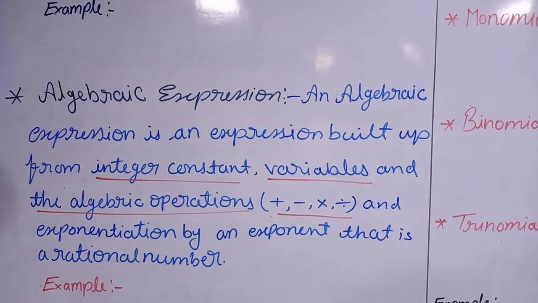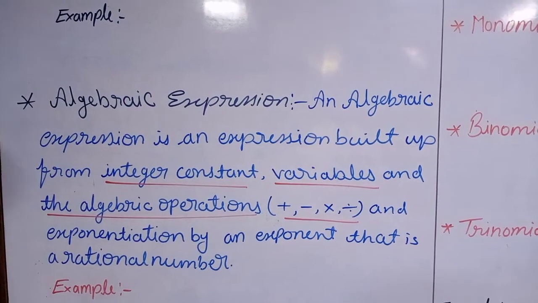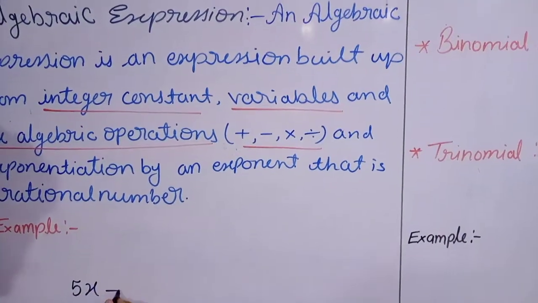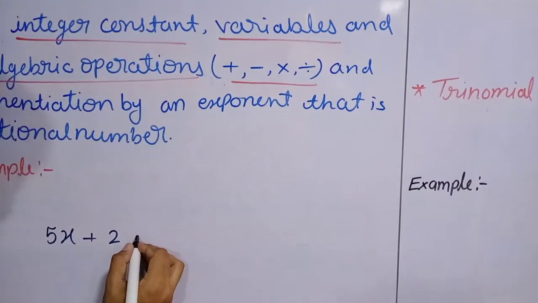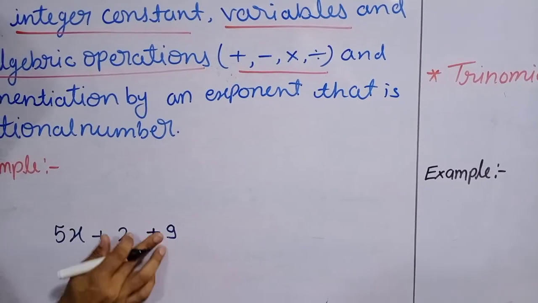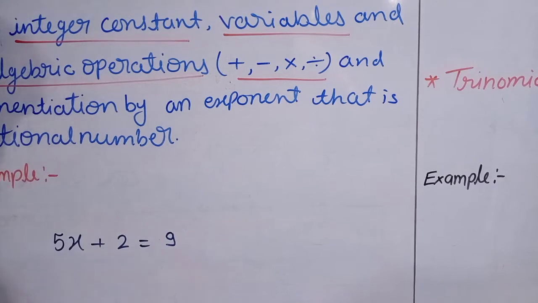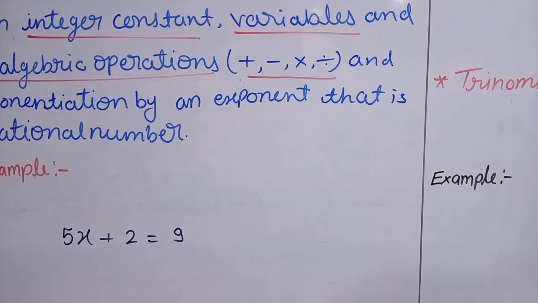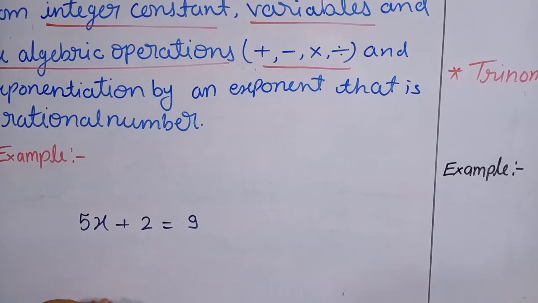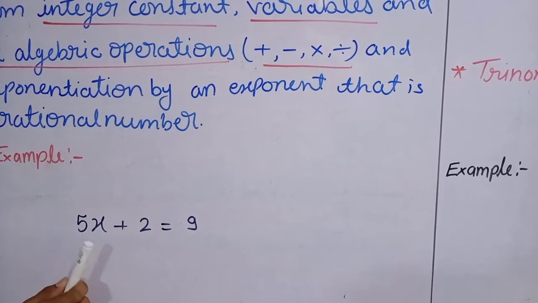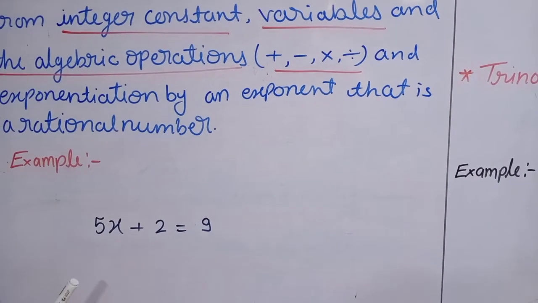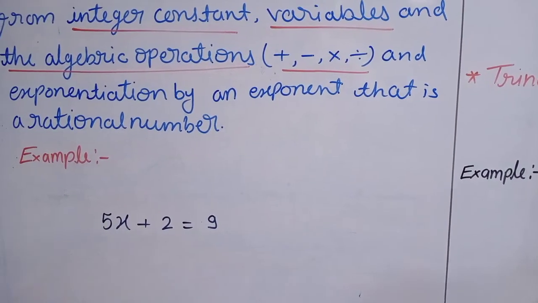Let's see an example. 5x plus 2 plus 9, or we can say 5x plus 2 is equal to 9. That is an example of an algebraic expression. Here we have a constant, here we have a variable, and here we have the mathematical operations, or we can say algebraic operations. So let's see what these are.